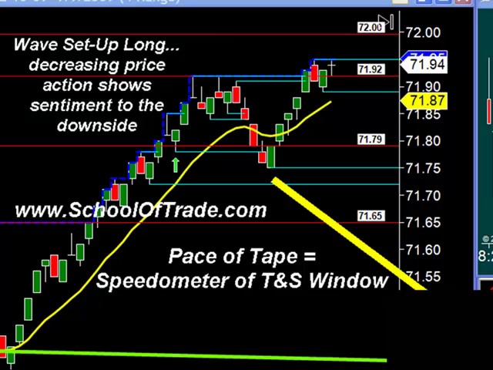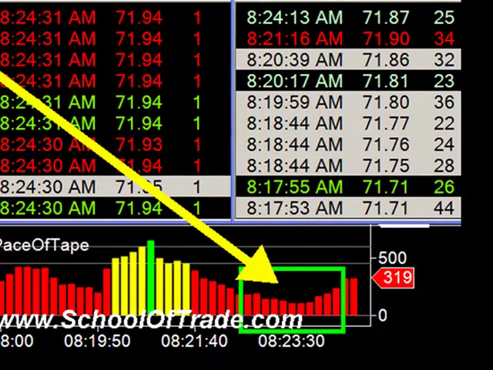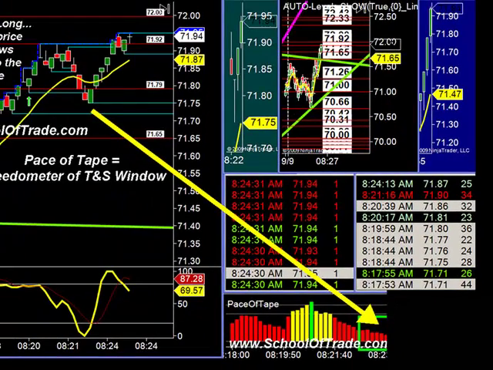Well, one of the biggest obstacles we have to overcome when it comes to buying a pullback is knowing when that pullback will become a reversal, right? How do we know that buying that pullback or selling that retracement is not going to be a full-blown reversal? Well, on this particular wave setup alongside here, we used a very common pattern, a decreasing pattern on the pace of the tape. And as you can see, this pattern in the lower right-hand corner here is so much easier to spot than it is on your time and sales window.